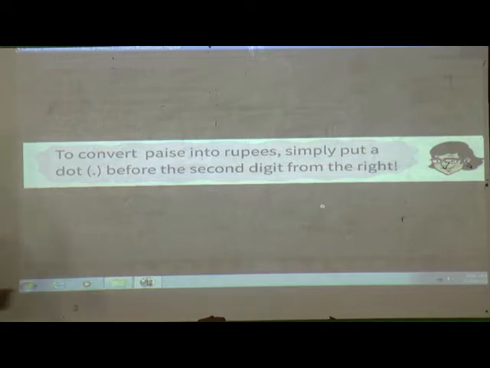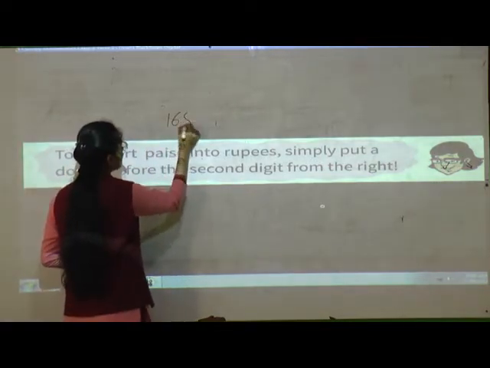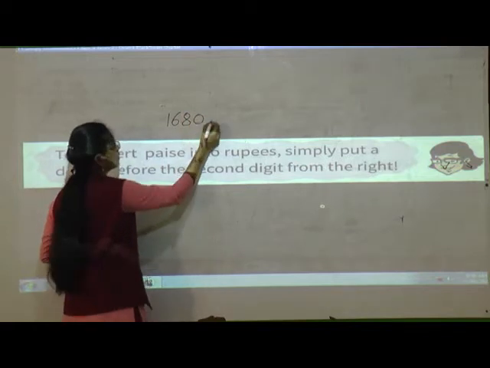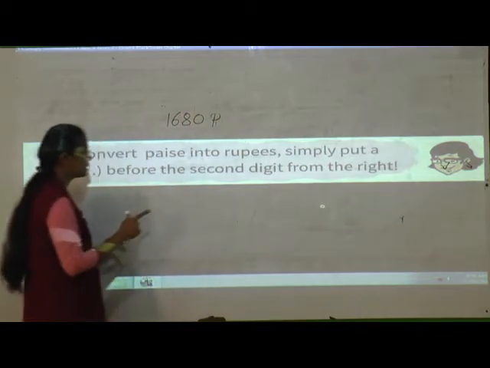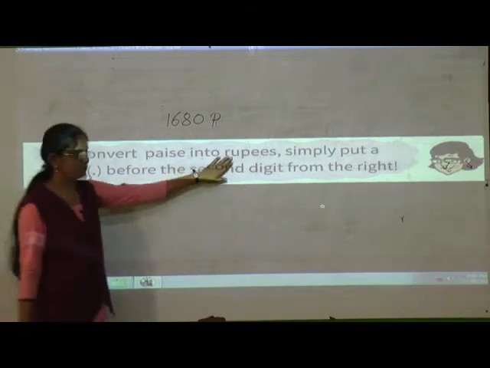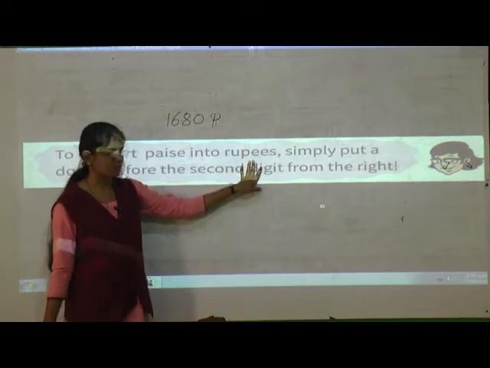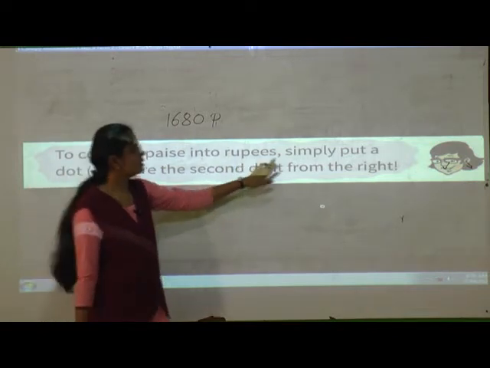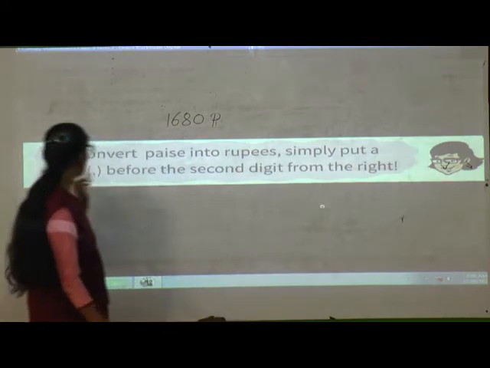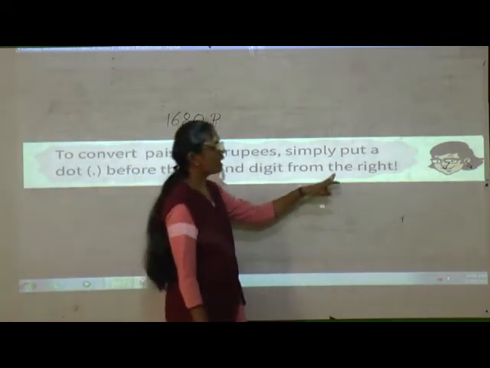Now suppose here I have 1680 paise. Now this paise I have to convert into rupees. So what are you going to do? Simply put a dot before the second digit from the right.